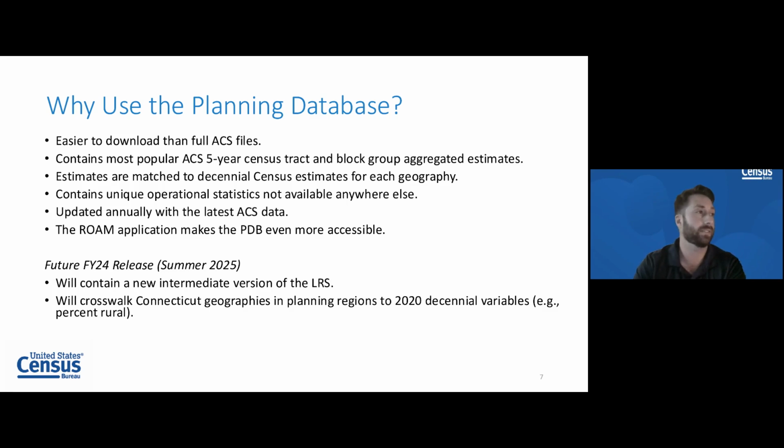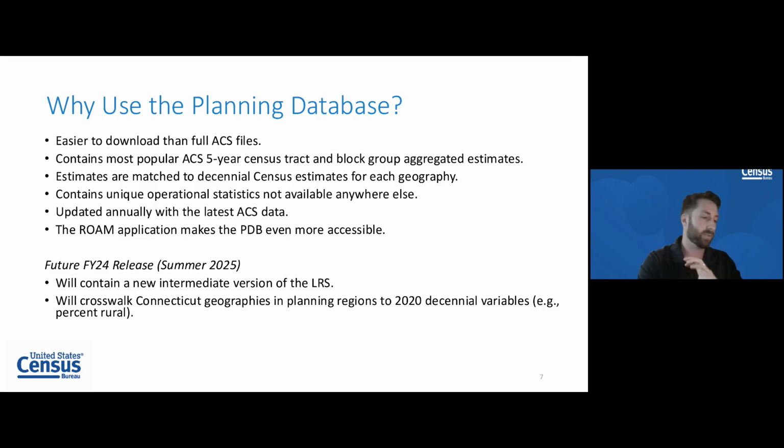Now, in terms of this upcoming release that we have this summer, we'll have a new intermediate version of the LRS. So this one is based on the 2020 census. So that'll be really nice and exciting for a lot of people that have been waiting patiently for that. We also crosswalk the Connecticut geographies and planning regions to 2020 decennial variables. If you're familiar, Connecticut went from counties to planning regions starting in 2022 data products. So this is the first time that this is incorporated into the planning database.